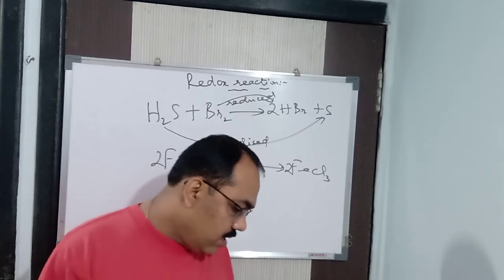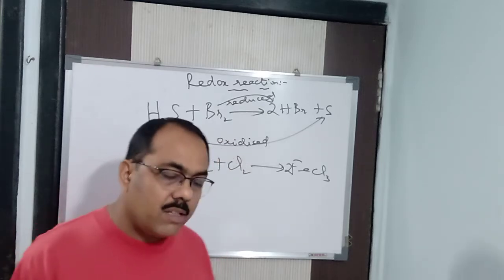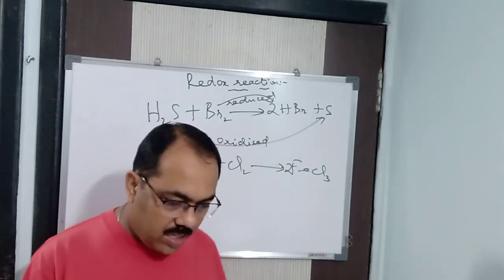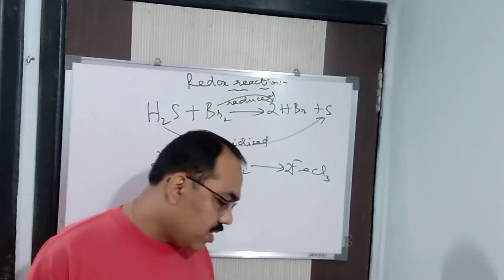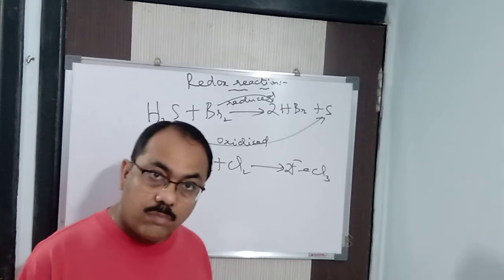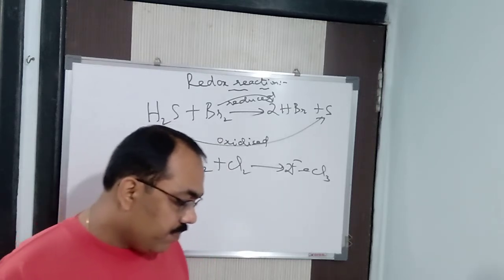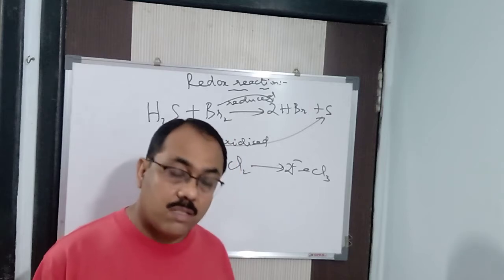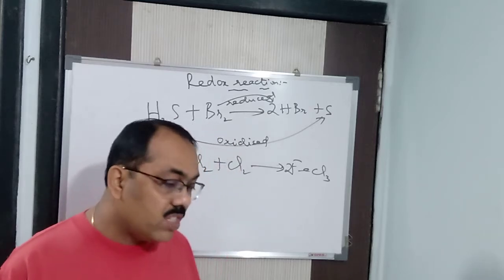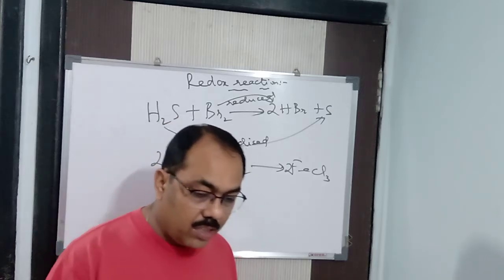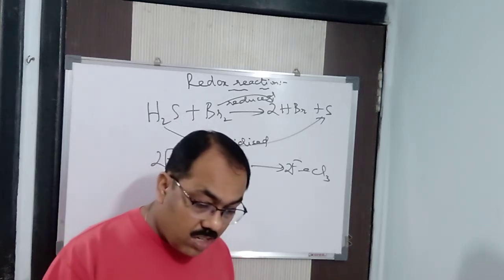Now next, I have told you already what an oxidant and reductant are. One more definition I am giving you for oxidant and reductant. A substance, atom, or ion or molecule, which can readily lose electrons to other substances is called a reducing agent or reductant.